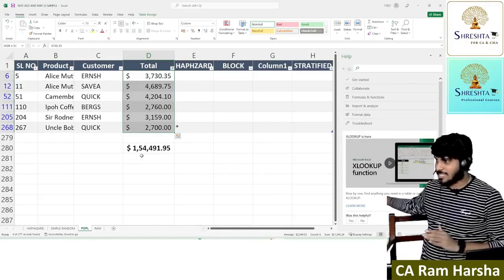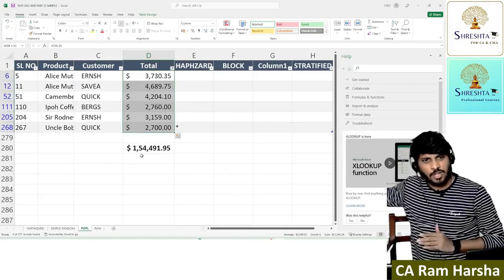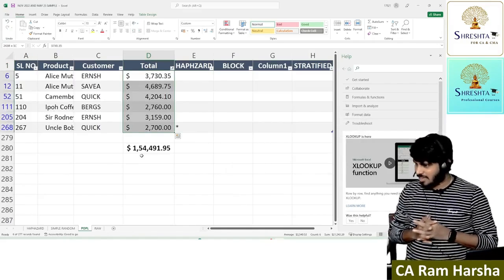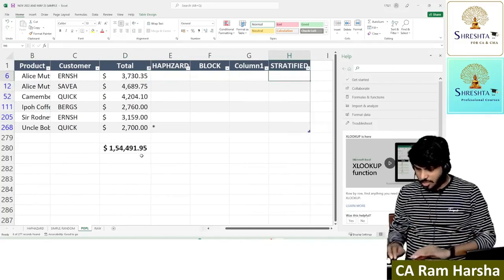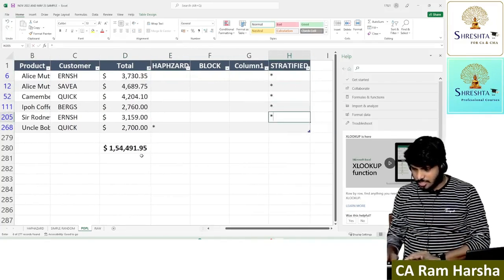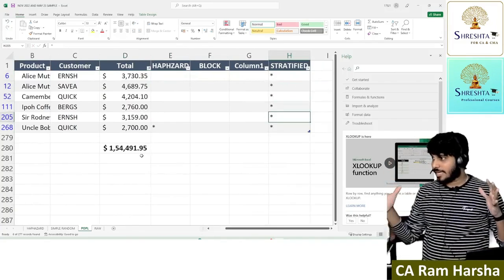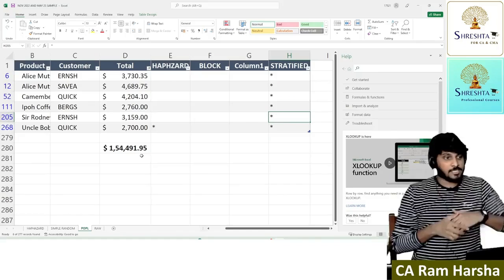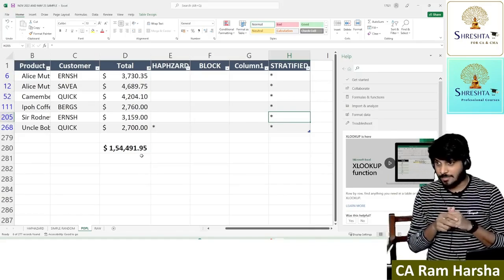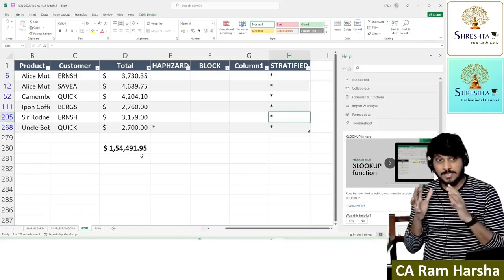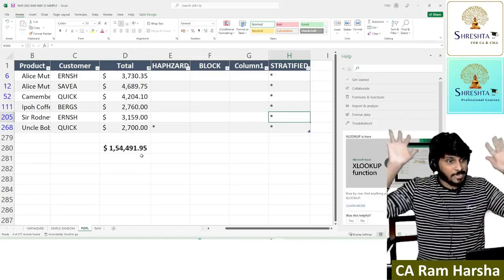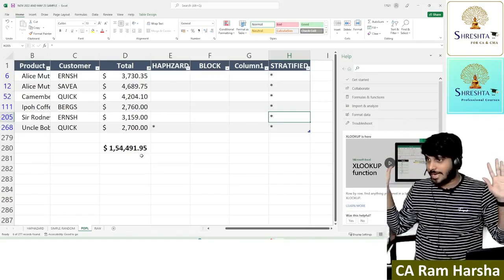Big items are only 6. Why should I apply sampling? I will select all the 6. What's wrong in this? So I will select all these items, all high value items. You might have seen this. In value weighted selection, the auditor's focus mainly goes towards high value items. Have you seen that?